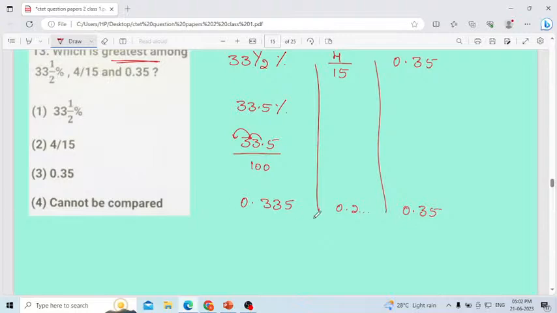Among these three, which is the highest one? 0.35 is the highest one. 0.35, that is the correct answer.